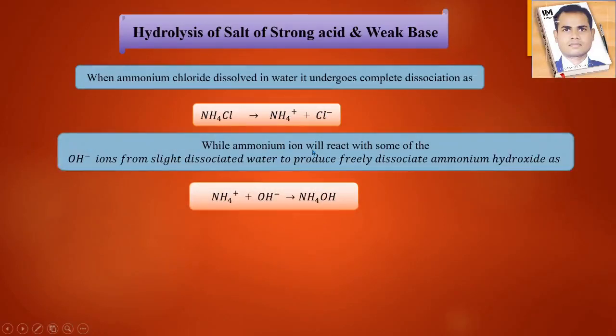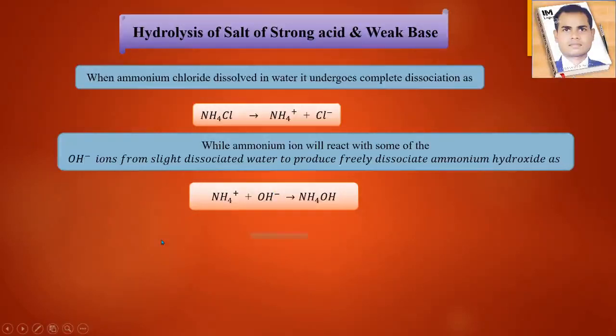And the ammonium ions will react with some of the OH minus ions from slightly dissociated water to produce freely dissociated ammonium hydroxide. So if NH4Cl is taken into the water, it will dissociate like this. And water also can dissociate into H plus and OH minus ions, so that NH4 plus ions will accept OH minus ions and form NH4OH, the ammonium hydroxide. In this way, NH4 plus combines with OH minus, and the remaining Cl minus and H plus are also there, so HCl can also form in that solution.